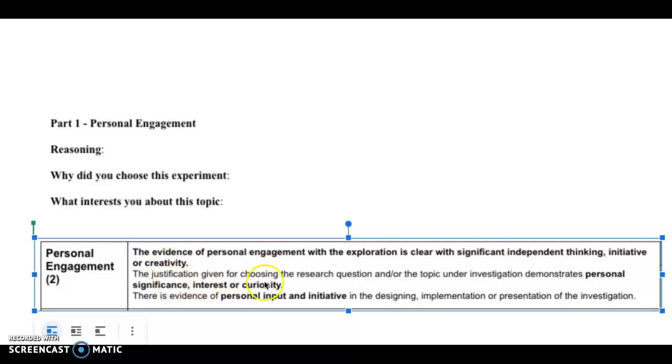The justification given for choosing the research question and/or the topic under investigation demonstrates personal significance, and there is evidence of personal input and initiative in designing, implementing or presenting the investigation. So basically, you need to show that you actually care about the question that you're asking. The research question is fundamental. So in your research question, you need to show that answering that research question is important to you.